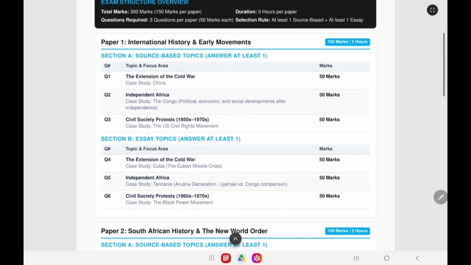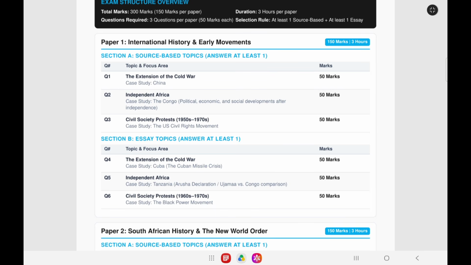So guys, you have to choose at least one source-based question from section A. It is worth 50 marks. And then at least one essay question from section B. And you have to choose one wildcard question of your choice that is also worth 50 marks. So this can be either another source-based question from section A or another essay question from section B.